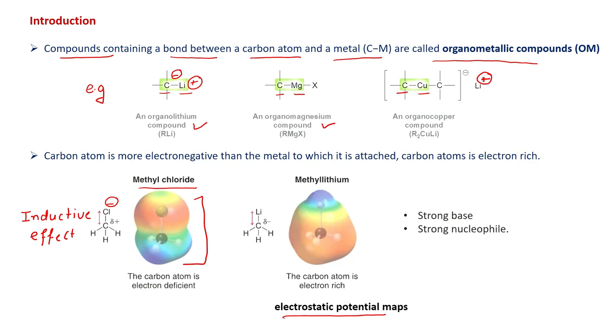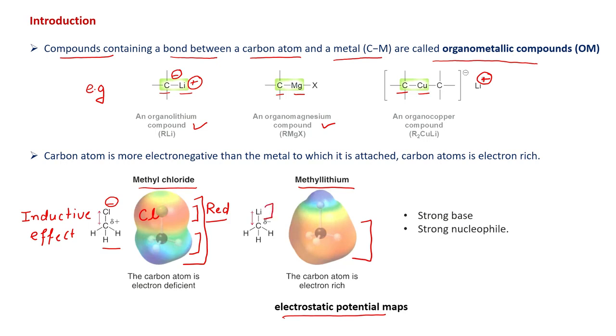This is an electrostatic potential map. It tells you where the density of electrons is high. The red portion shows high electron density, which is toward chlorine, and blue shows very little electron density, which is on the methyl. But in the case of an organometallic compound like methyl lithium, you can see the electron density on carbon is very high compared to lithium.